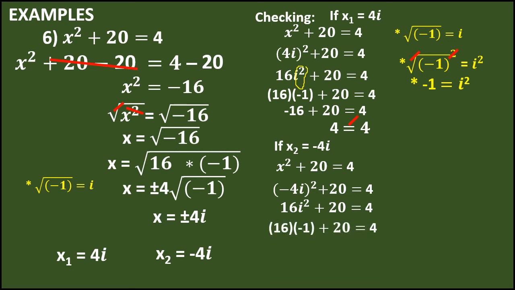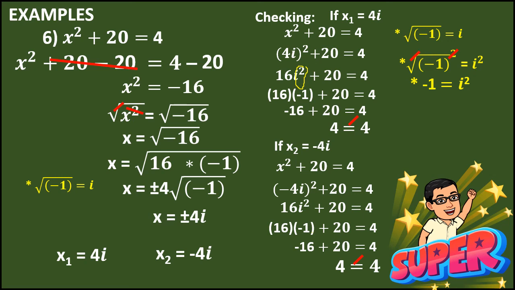Same process. 16 times negative 1. As I have said, i squared is equal to negative 1. So i squared will become negative 1, plus 20 equals 4. 16 times negative 1, that is negative 16 plus 20 equals 4. And negative 16 plus 20 is 4. We have 4 equals 4. So now we can accept negative 4i as a solution to the quadratic equation x squared plus 20 equals 4.